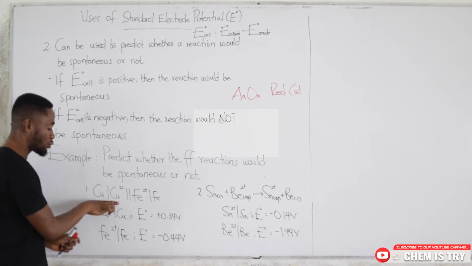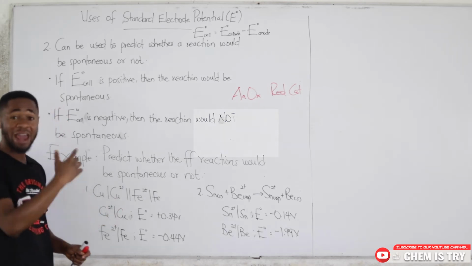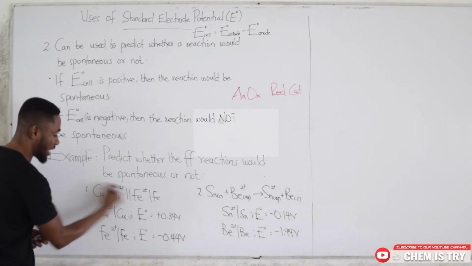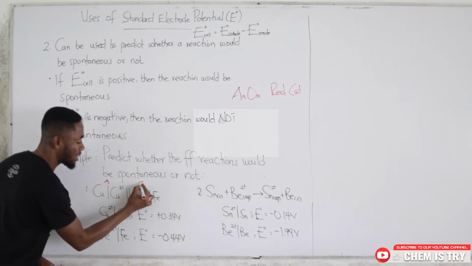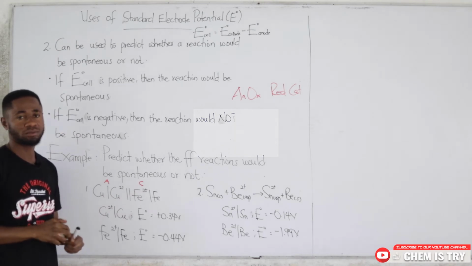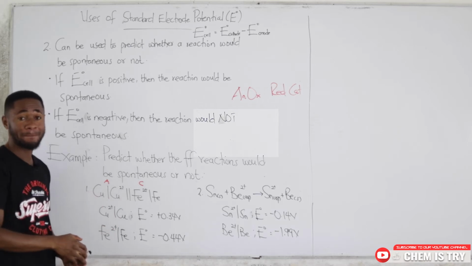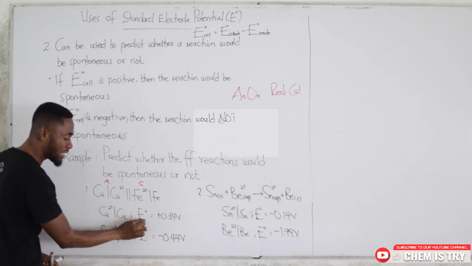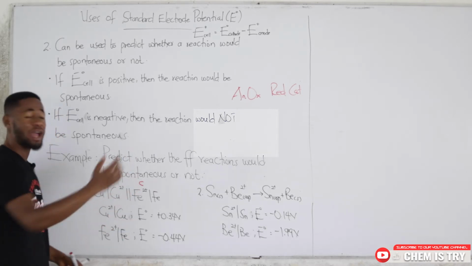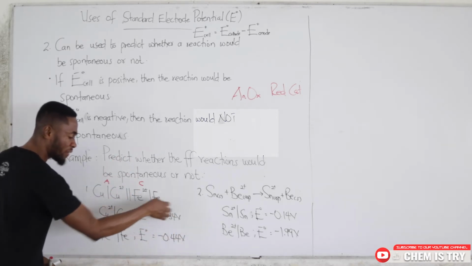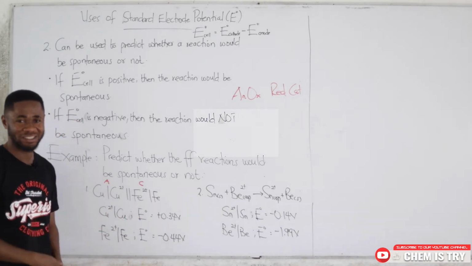So over here, this question is trying to tell us that the copper half cell is the anode, and the iron half cell is the cathode. That is what this reaction is supposed to be right now, as it is over here. But we have been given the standard reduction potential values of the copper half cell and the iron half cell. So how are we going to use these values to predict whether this reaction will be spontaneous or not?